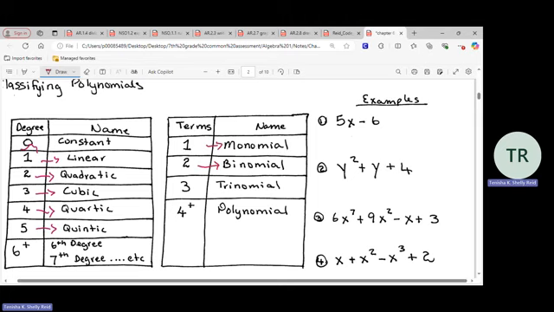I don't know, all the bi stuff are slipping my mind. But 2 is bi, so binomial. 3 is tri, like tricycle, tripod. So if it's 3 terms, it's a trinomial. And if it's 4 or more, we just call it a polynomial.